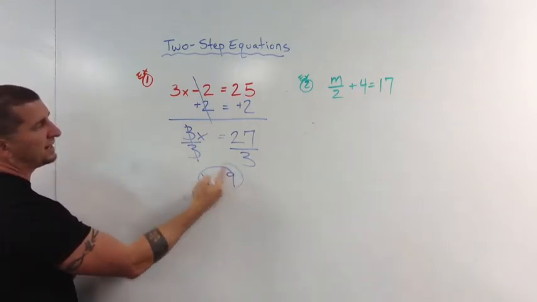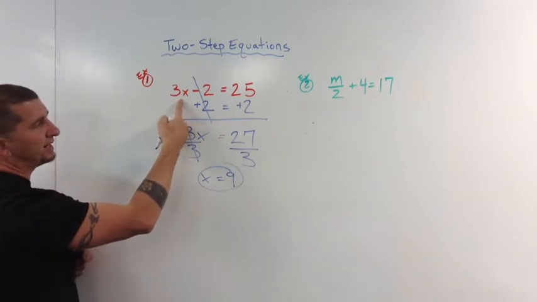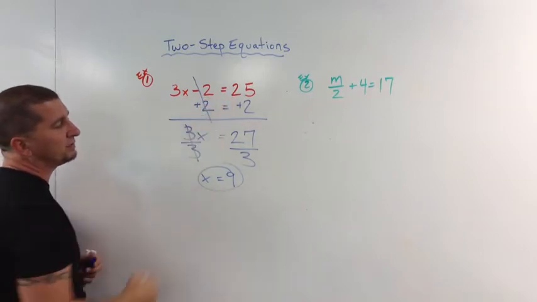So if we plugged 9 back into our original equation for x, we'd have 3 times 9, which is 27, minus 2, which does equal 25.